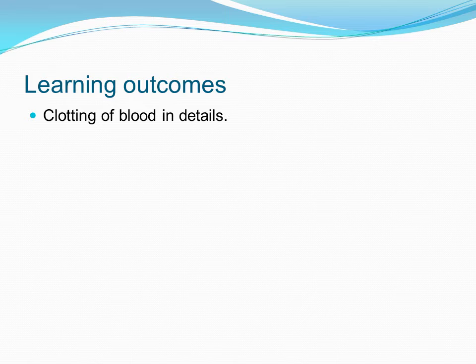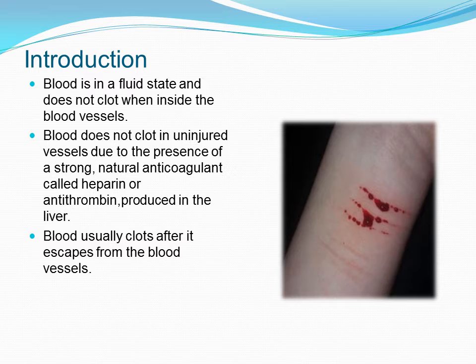Now let us start. Let us first have an introduction. So blood, what is this? Blood is in a fluid state and it does not clot when inside the blood vessel. Does it clot when it is flowing inside the blood vessel? No. Now see the diagram over here. There is an injury on the skin and the blood has started oozing out. So we can see the liquid state of blood here oozing out from the cut or an injury.